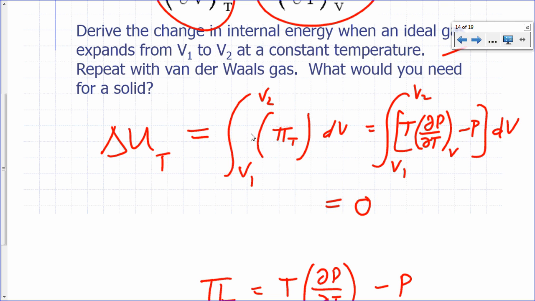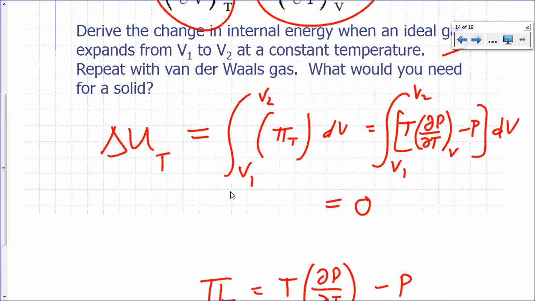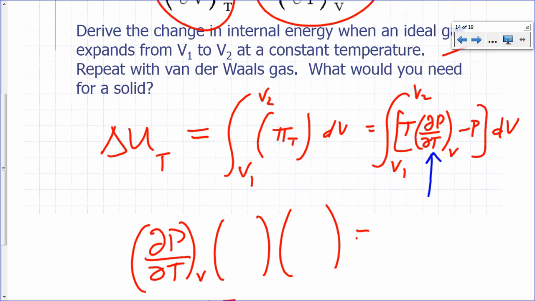And you can repeat that with the van der Waals gas. What would you need if you were doing this for a solid? Then you're going to need an expression for this in terms of alpha and kappa. You remember? So you say, in general, the partial of P with respect to T at constant V times, remember our identity, this thing is equal to -1. What would these be?